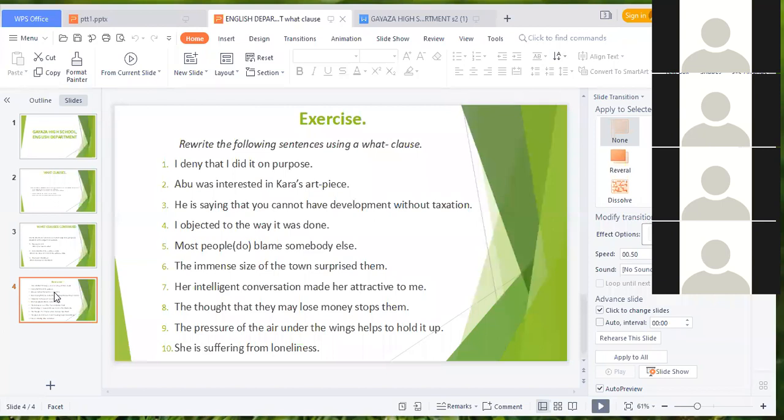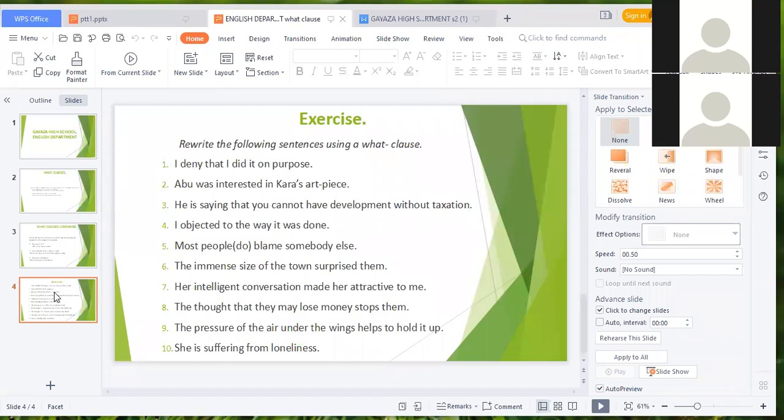She is suffering from loneliness. Okay, we can have Naisinga Patricia. What she's suffering from is loneliness. Beautiful. Thanks, Naisinga. So this time it is the subject. What she's suffering from is loneliness. So this is a very simple aspect, and it's great that we have picked it very fast.